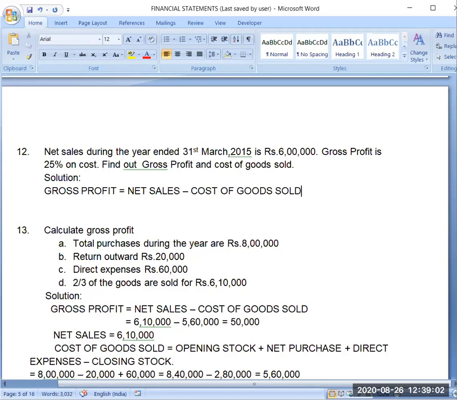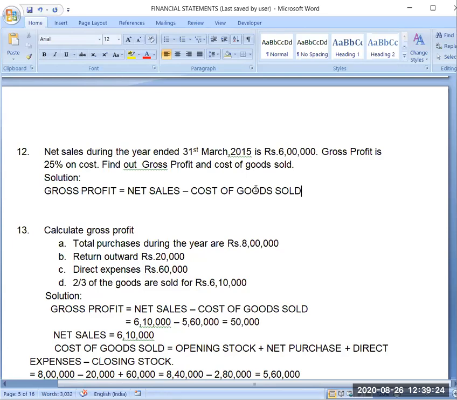You might have studied algebra in maths in your previous classes. See, there are three variables: gross profit, net sales, and cost of goods sold. Out of these three, two are unknown. Two I have to calculate. Only one is known, that is net sales. So I can't use this formula to find out the other two values.